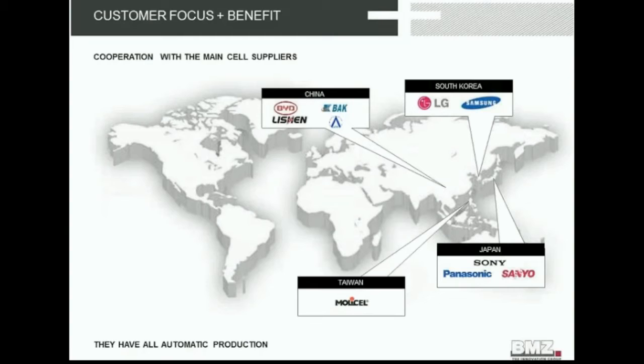I showed before there are many customers around, many suppliers around, which provide those kind of cells. The big ones in Japan, South Korea, and China. Of course, there are others around in the United States. We have K2 and A123, very well known. In Europe, you have the company Saft, which provides lithium-ion cells as well. But the big volumes, they come from China, from Asia in general.